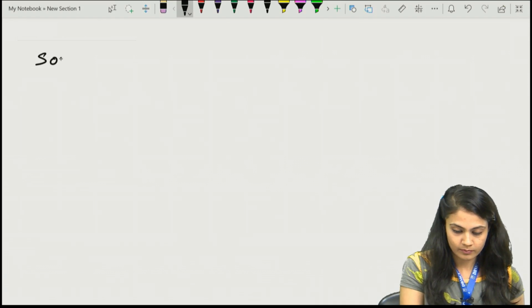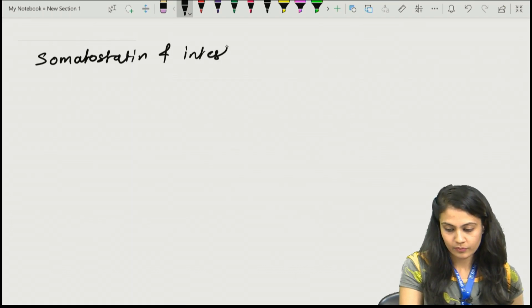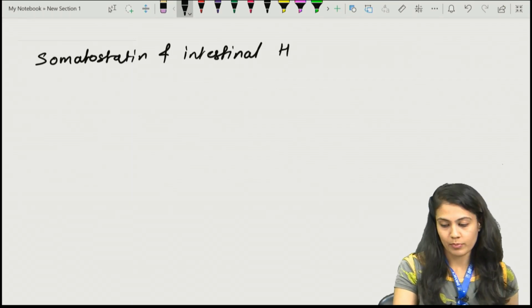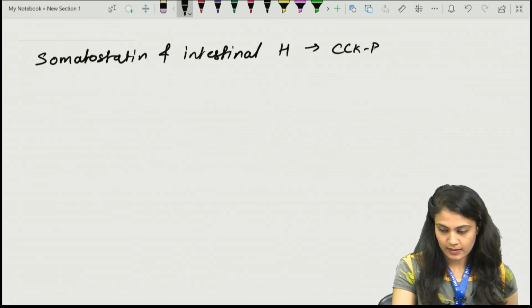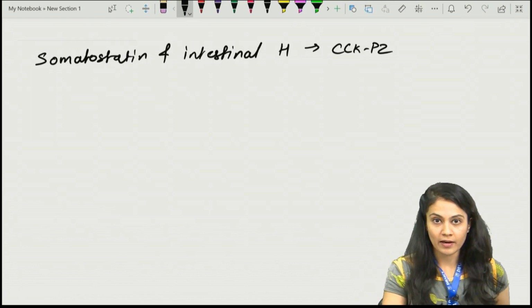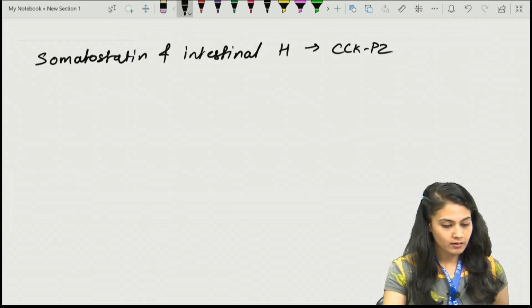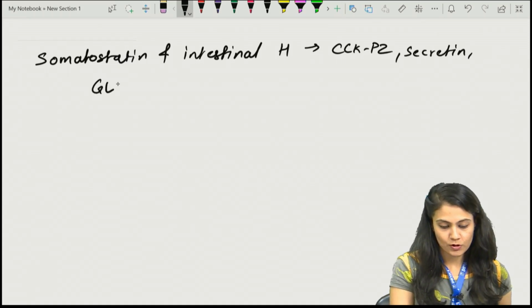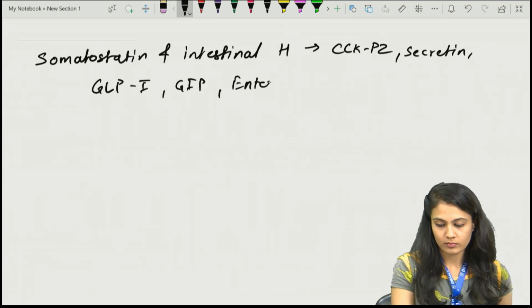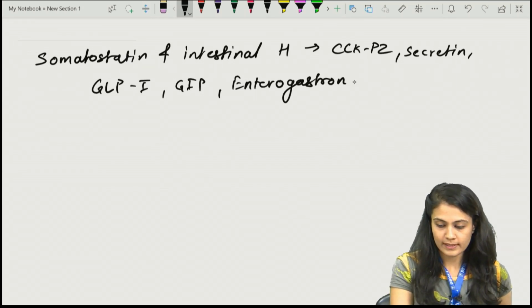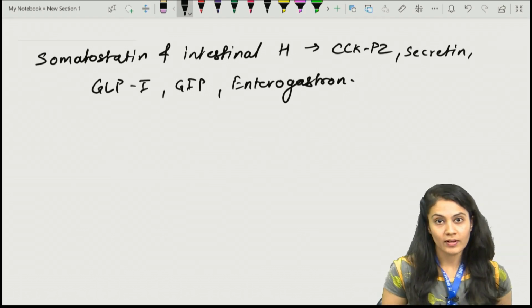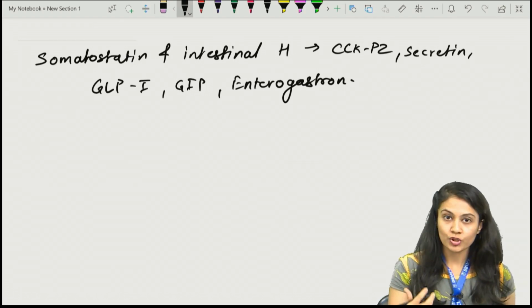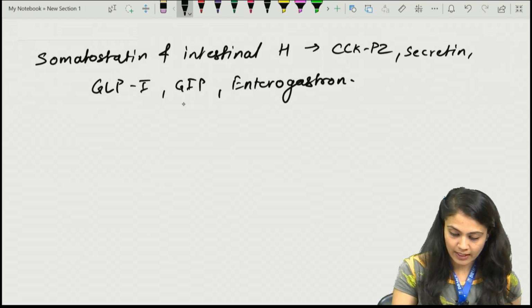Somatostatin and some intestinal hormones, for example CCK-PZ, that is cholecystokinin-pancreozymin, and secretin, GLP-1, especially GIP, and enterogastrone. All these hormones, what do they do? They inhibit gastric acid secretion plus the motility and gastric emptying. They delay the gastric emptying.